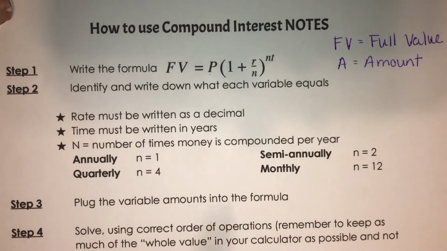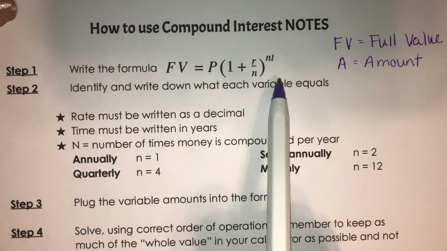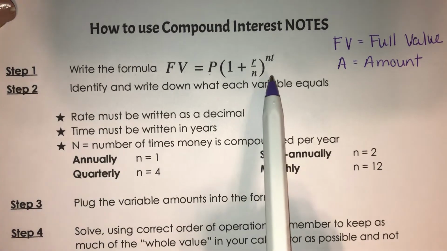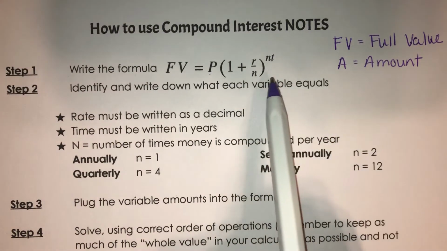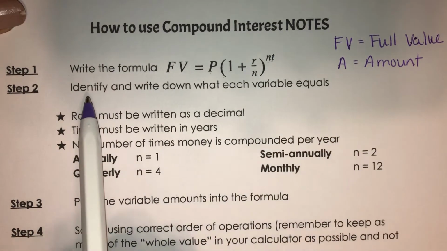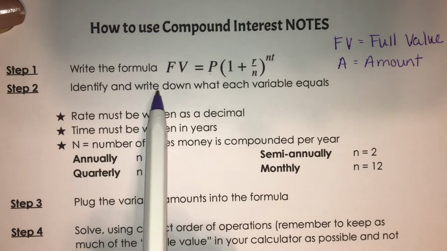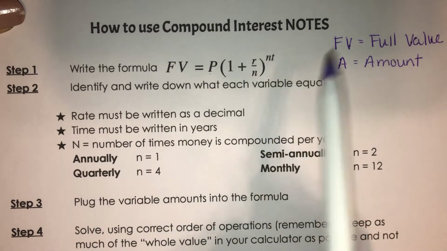So that's step one. Step one is just write out this formula. Don't skip this step. If you skip this step, you're probably going to get some things wrong in your formula. Just write out the formula. Step two, you're going to identify and write down what each variable equals in your problem.